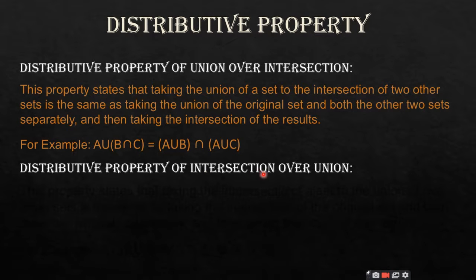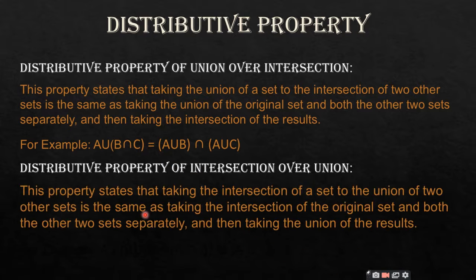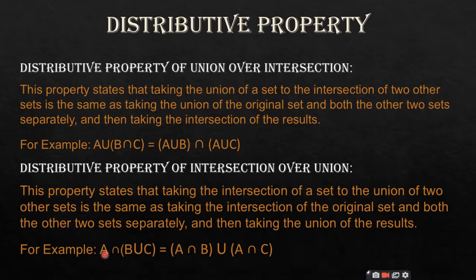Now the distributive property of intersection over union. This property states that taking the intersection of a set to the union of two other sets is the same as taking the intersection of the original set and both the other two sets separately and then taking the union of the results. For example, A intersection B union C is equal to A intersection B union A intersection C. On the left hand side, we have taken the intersection of A with the answer of B union C, and on the right hand side we distribute A intersection with B and C and then find their union.